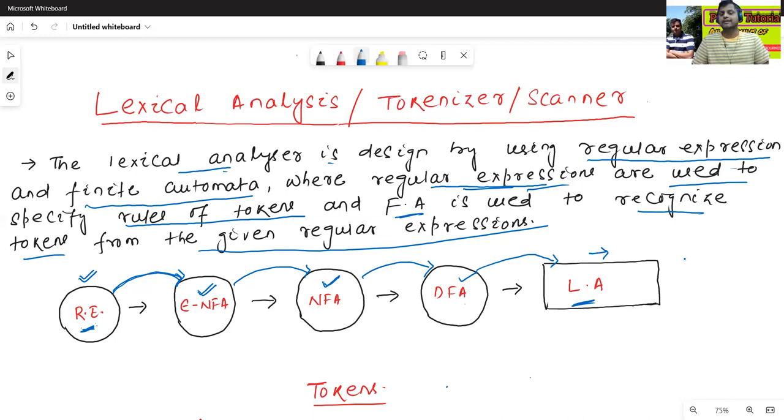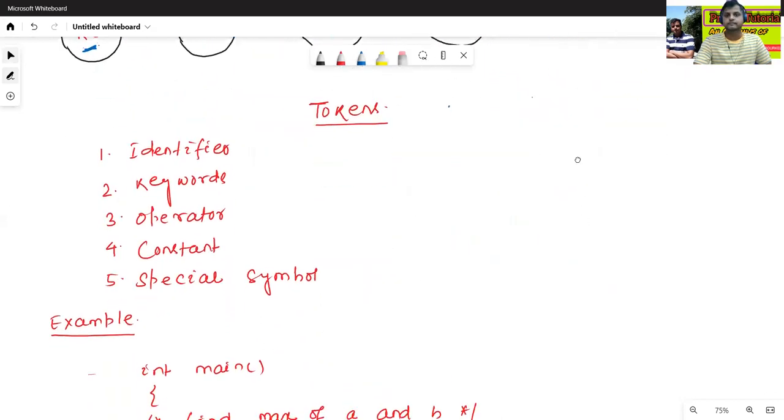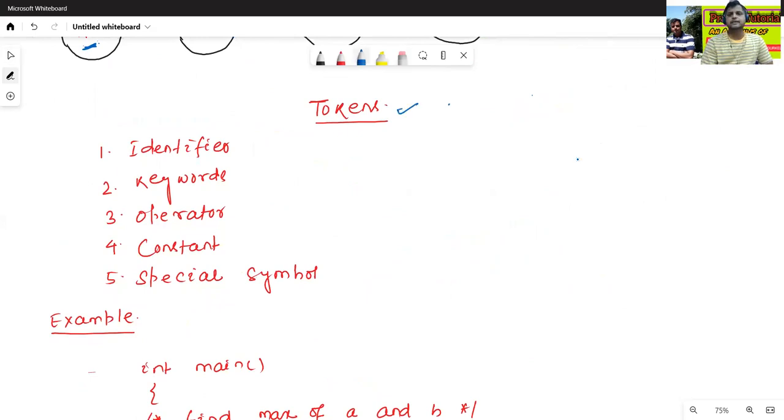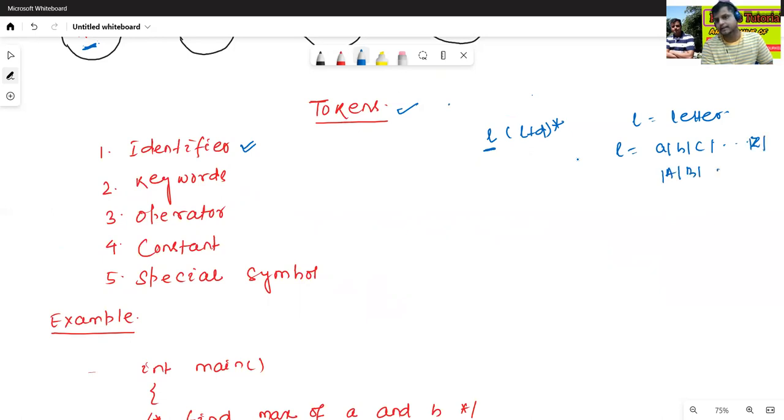Now we'll discuss what tokens mean and how to identify them. There are different types of tokens; here we will discuss five types. First, identifiers. An identifier is L(L+D)*, where L means letter, like a, b, c, up to small z, then capital A, capital B, up to capital Z. These are the types of letter. Digit means 0, 1, 2, up to 9.